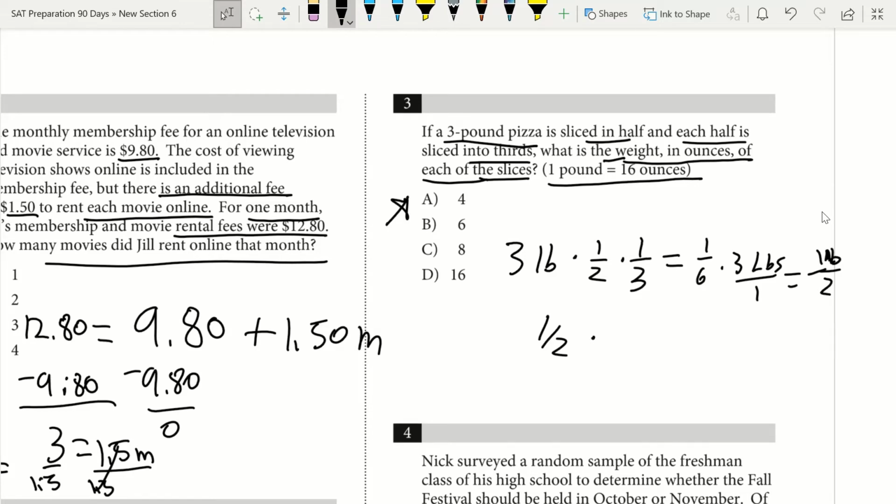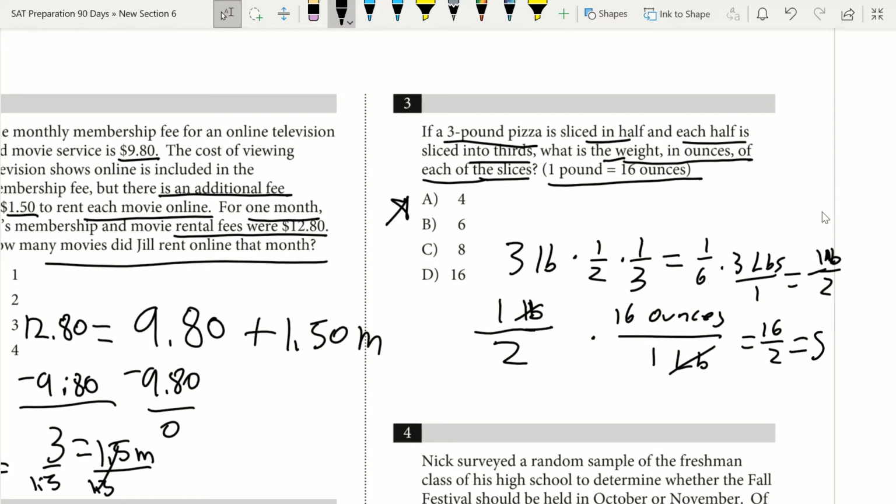I'll go ahead and show you with units as well. So once again, if you struggle in the math section, one thing that can help you is using your units, especially with word problems. So we have a 1/2 pound of pizza per slice, we multiply that then by 16 ounces per 1 pound. And we see that our pounds cancel, and we're left with 16/2, which is 8. So we have 8 ounces. So our answer there will be C.